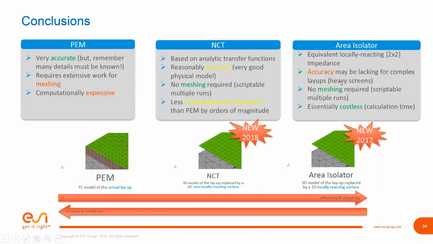But in some cases, especially if you have heavy barriers, you're trading off accuracy for that setup and run benefit. So now sitting here in the middle, you've got analytic transfer functions, again, no meshing, but you've got some more accurate and less expensive by orders of magnitude than poroelastic materials, more accurate than the area isolator. So again, depending on what you need, what stage of the design, you've got a couple different options now for modeling trim, and it's flexible depending what you need, how much time you have, etc.